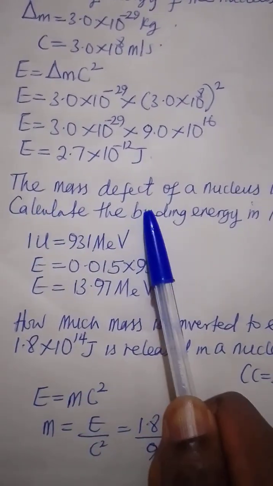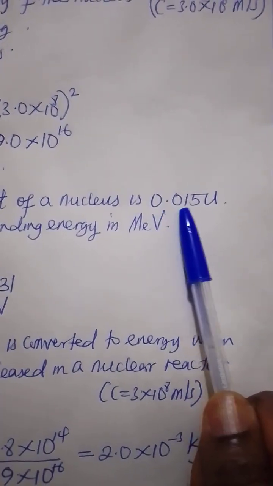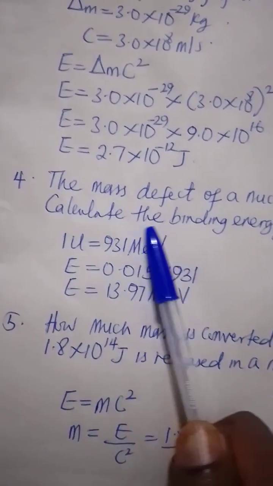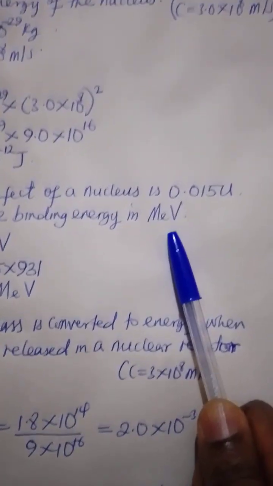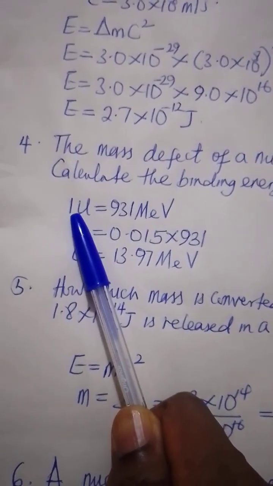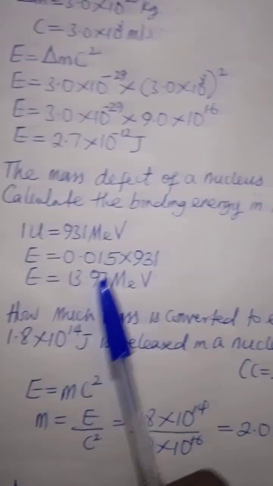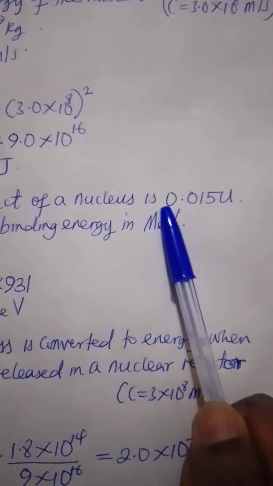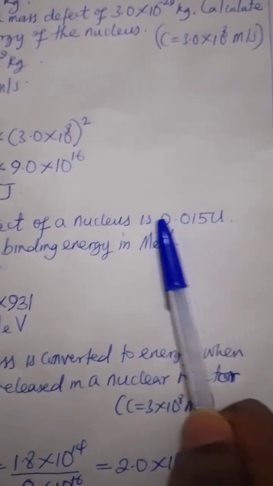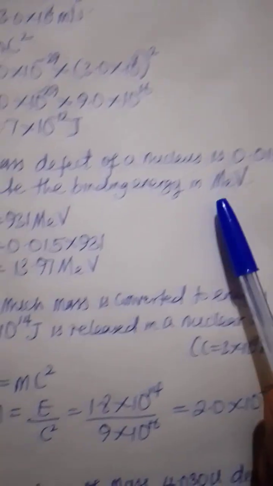The mass defect of a nucleus is 0.015 atomic mass unit. Calculate the binding energy in mega electron volt. We know that 1 unified atomic mass is 931 mega electron volt. We're given the mass defect as 0.015 unified atomic mass. We just convert it to mega electron volt.